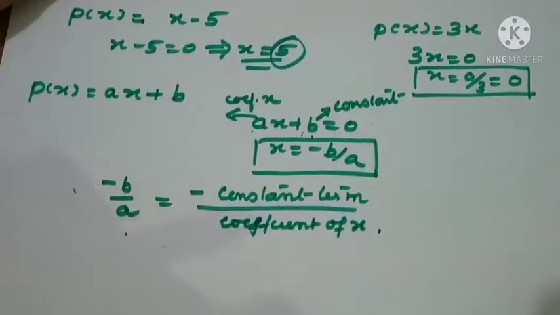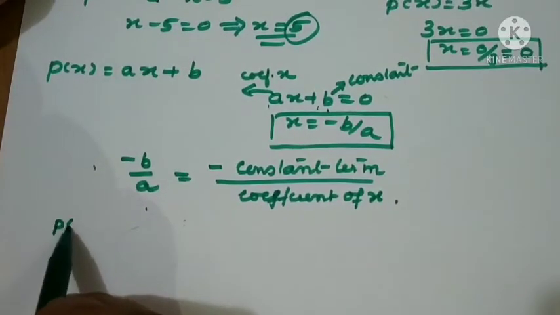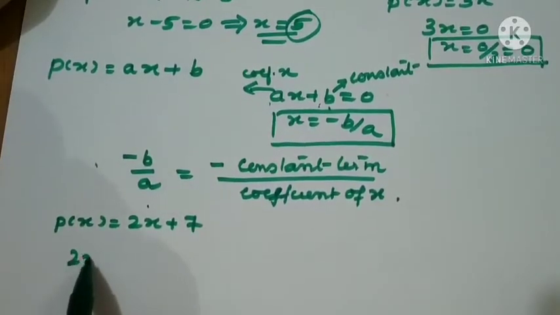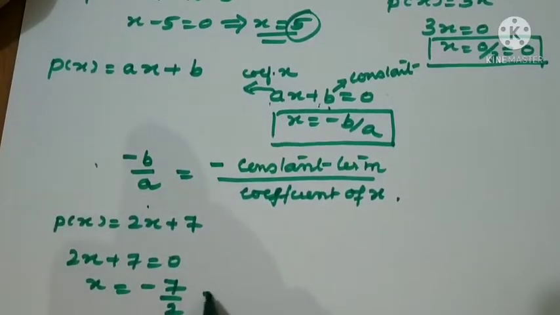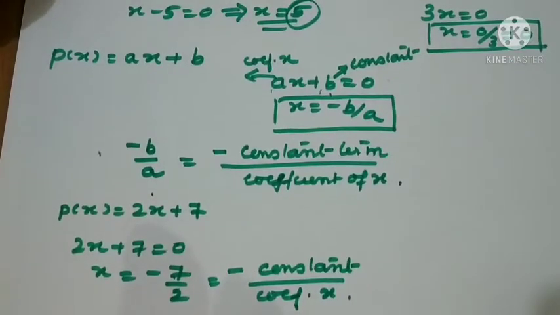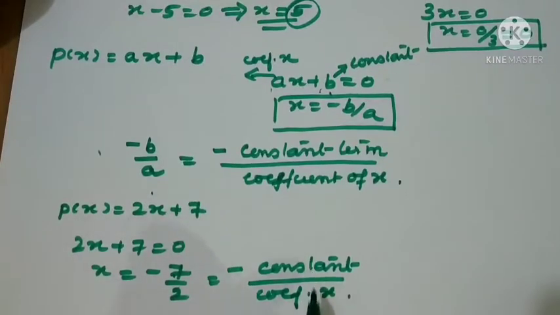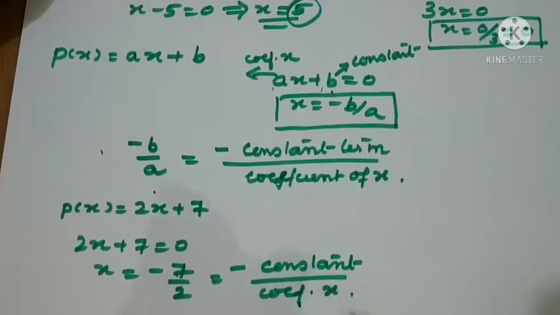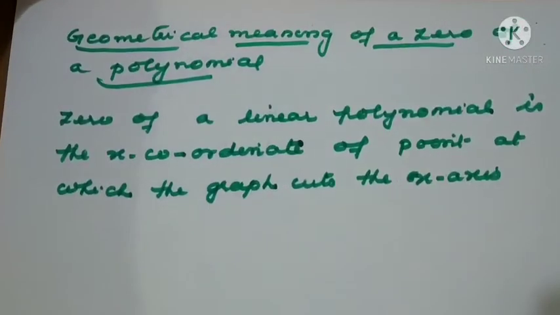Let us see the same examples once again. The first example we have taken is p of x equal to 2x plus 7. To find the zero, we equate 2x plus 7 equal to 0, x equals minus 7 by 2. Now check that 7 is the constant, and what is 2? The coefficient of x. So clear? When we have a linear polynomial, its zero is in the ratio minus constant by coefficient of x. So directly you can write, just to learn the concept, that it is minus constant by coefficient of x in the case of a linear polynomial.